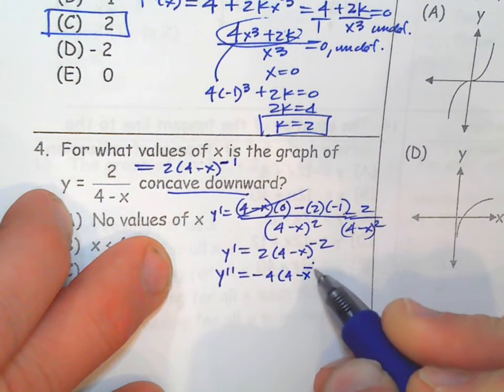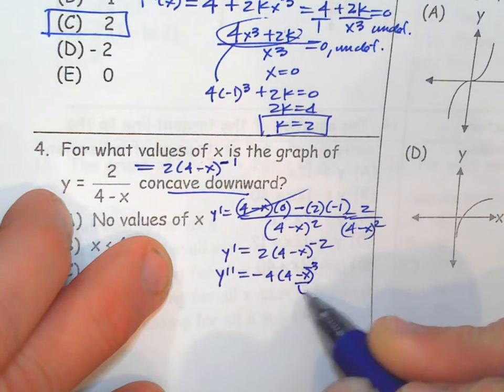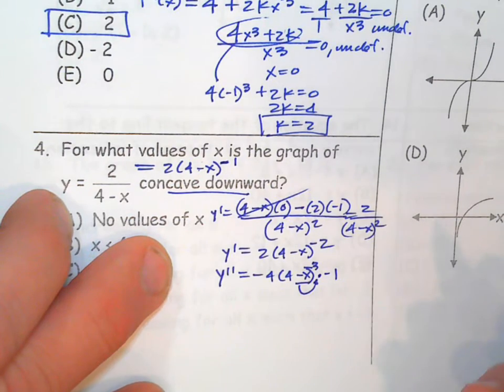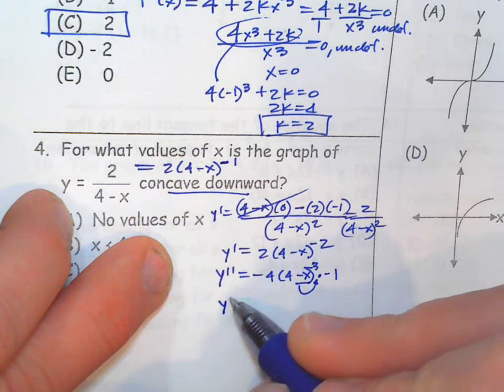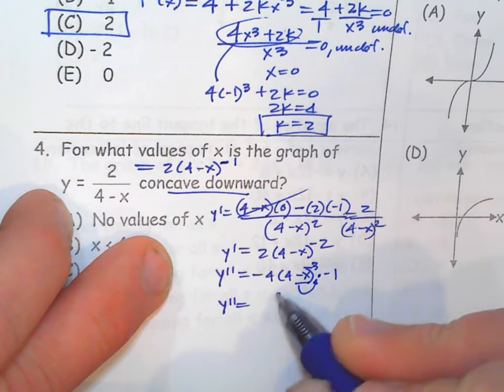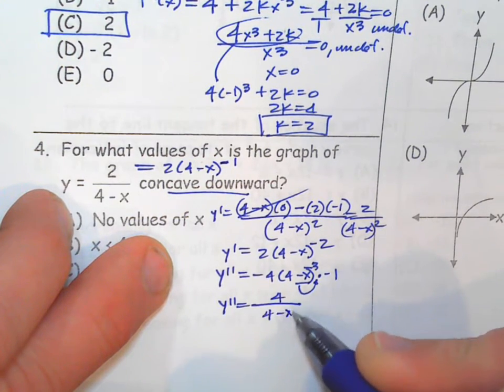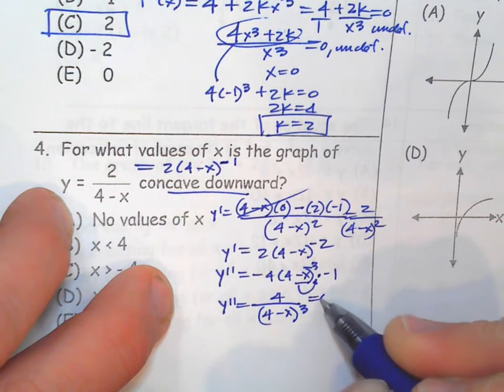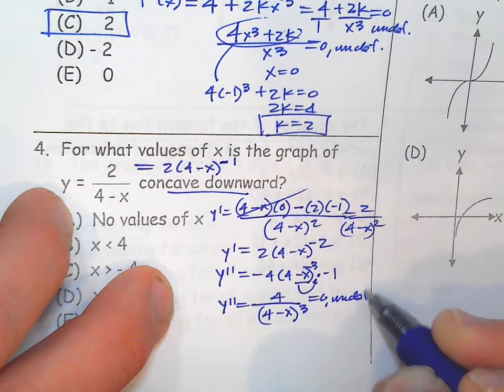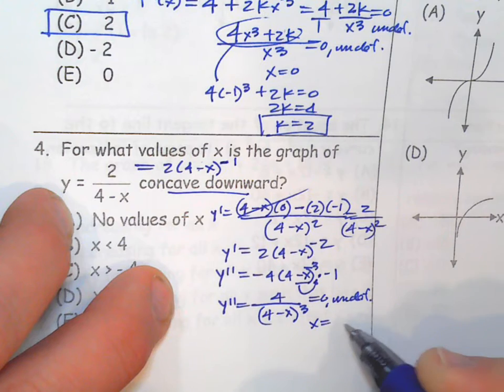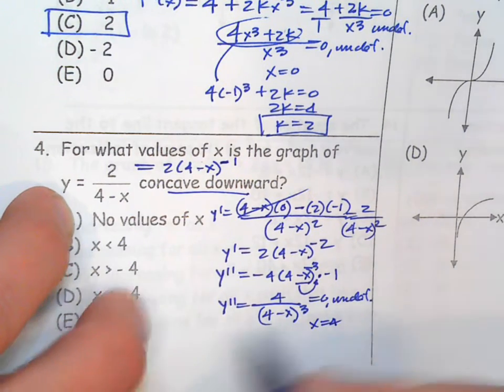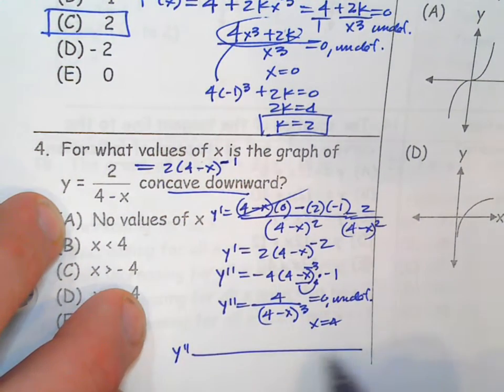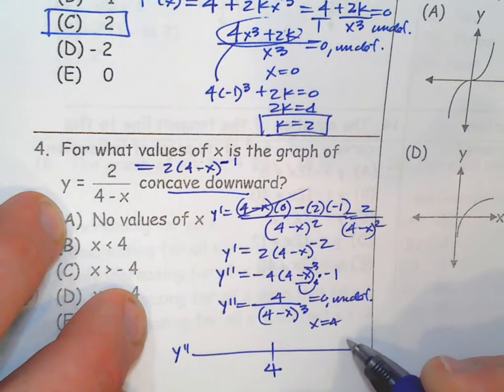The thing that you got to watch out for is that the derivative of the inside has another negative 1. You got to do a chain rule. So y double prime equals 4 over 4 minus x cubed. And we want to set it equal to 0 and find inflection points. So x equals 4. And we do a line check. So we just have 4 on there. It's a repeated root, but 3 times, so that's okay.